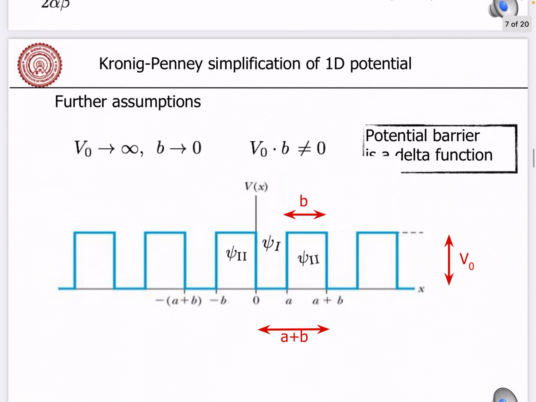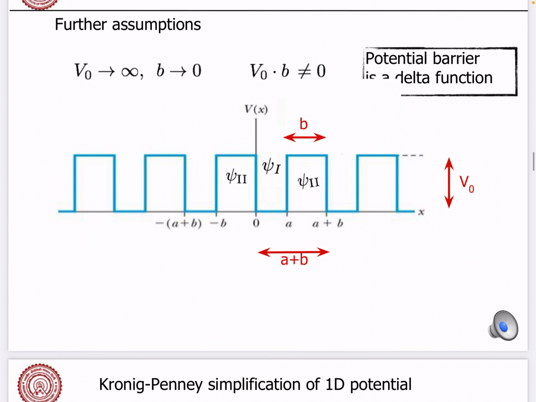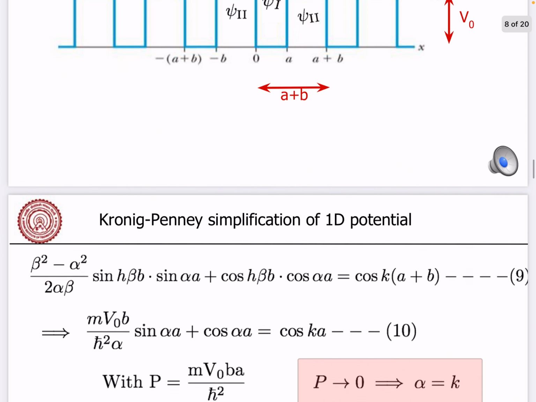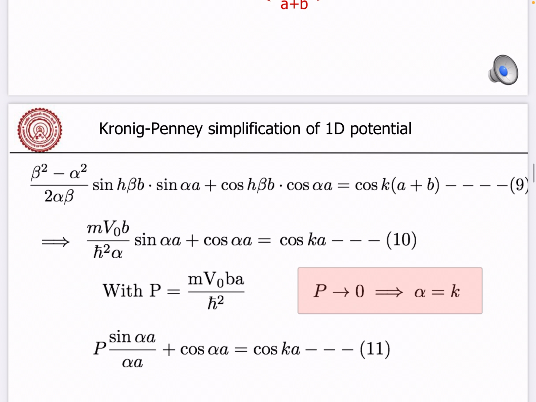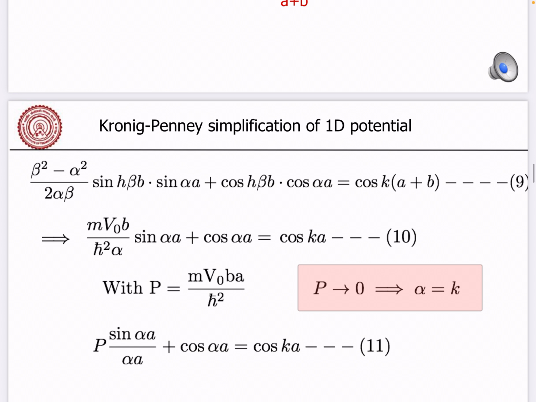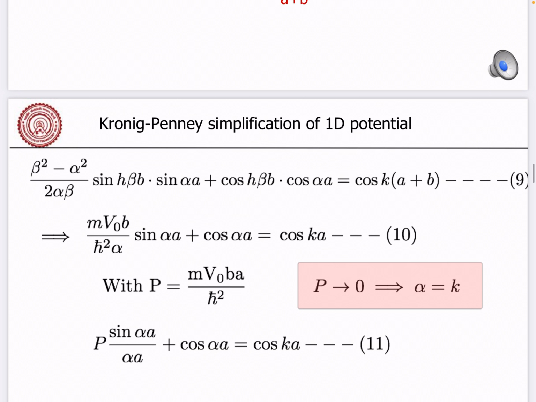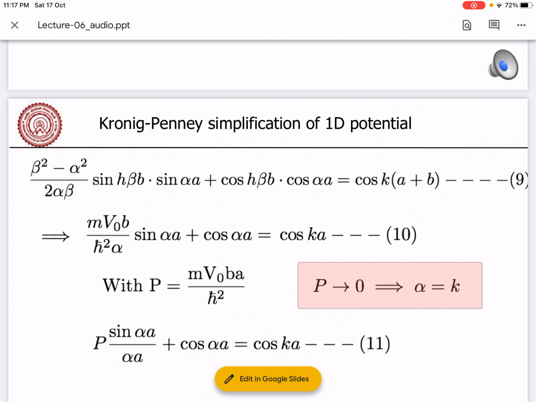With this condition, if you put these conditions in equation 9, you get this simplified equation, which is P sin alpha a by alpha a plus cos alpha a equal to cos Ka. Now, what is P? P we define as m V0 b divided by h cross square alpha, right. So this is P.